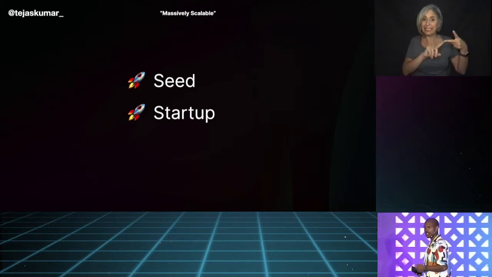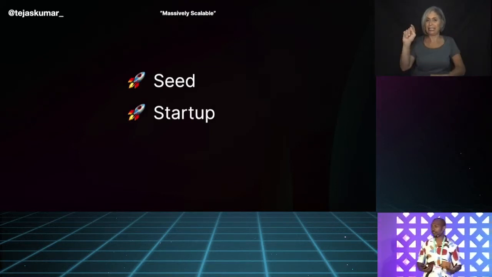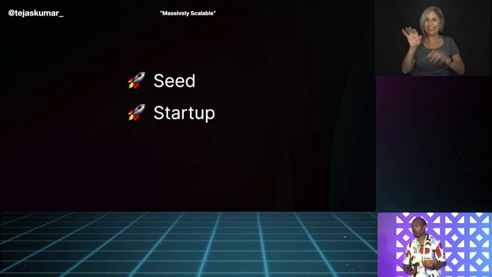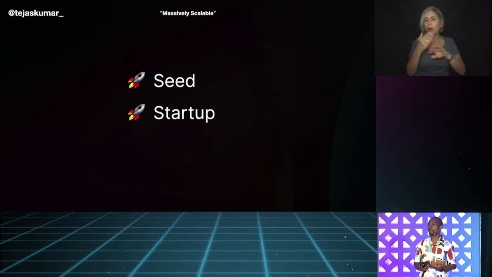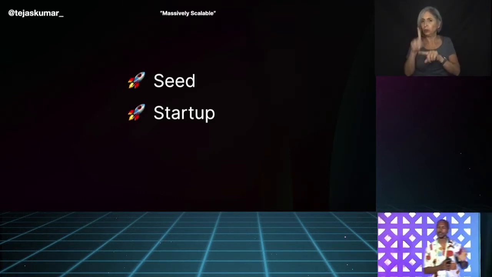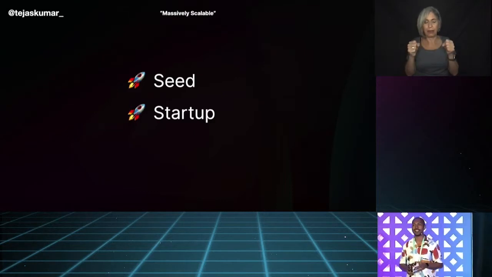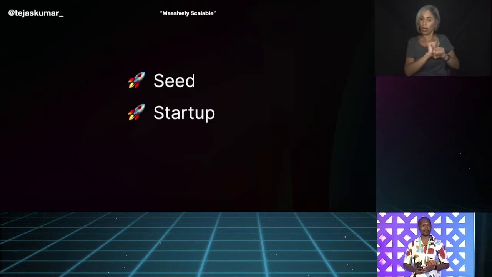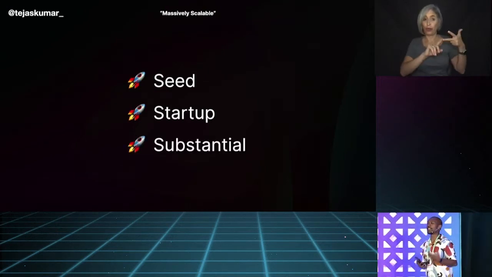Second, I call it startup scale. This is where you have users. You have like 50, 100, maybe more regular users. You can't afford to break stuff anymore. Not only does it need to work, but it needs to be right. And if it doesn't, you're going to have a hard time because your users are probably going to be annoyed at you. And third is substantial scale.